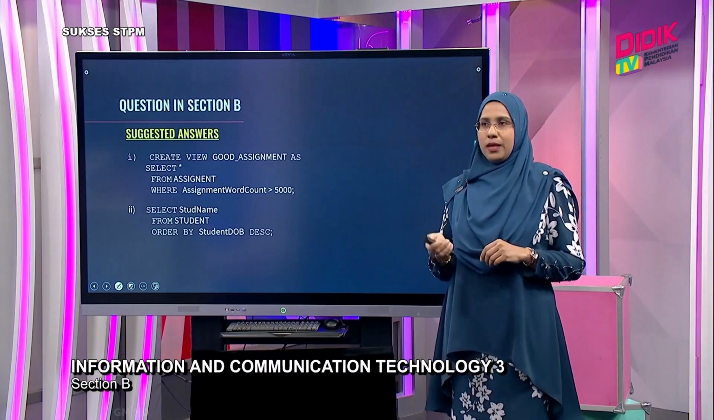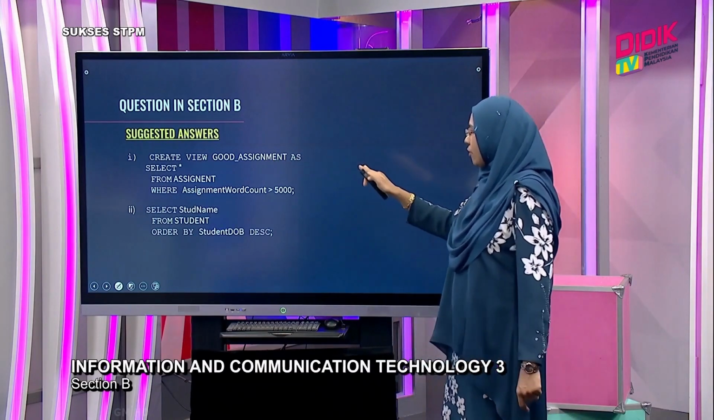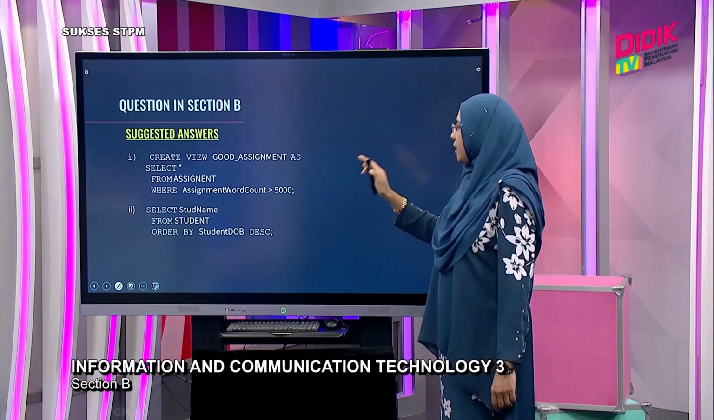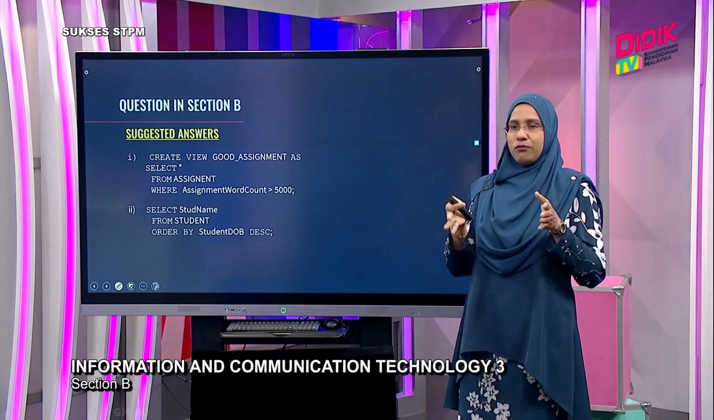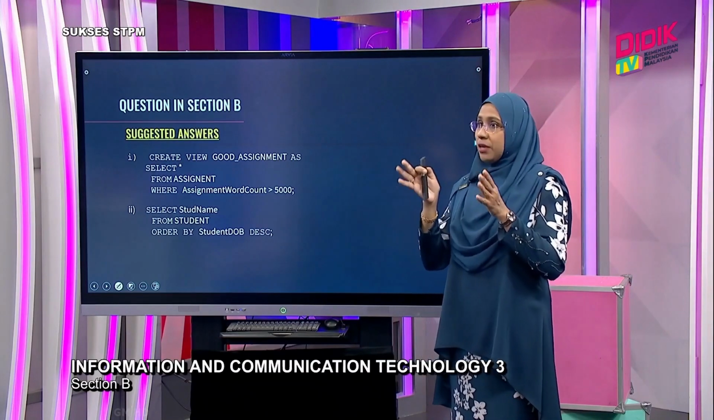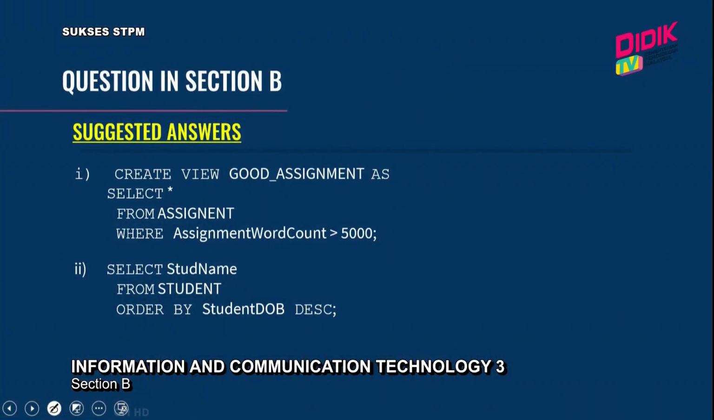The first one. Here I use a different font to show that that is the command. Create view is a reserved word, followed by good assignment, which is the name given in the question. And then AS is a reserved word. Next line, it's okay if you write it here, but it is neater if you write it on the next line. Select, star stands for all, select all, because in the question they did not state which attribute to list. So we understood that it is select all. From assignment where, so this is the condition, assignment word count more than 500, and with a semicolon.